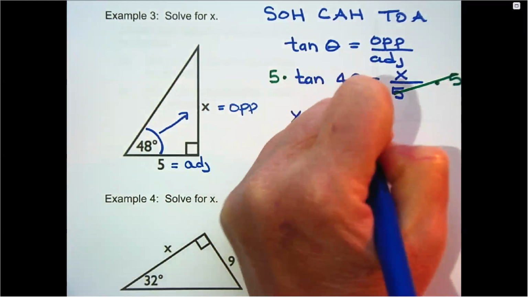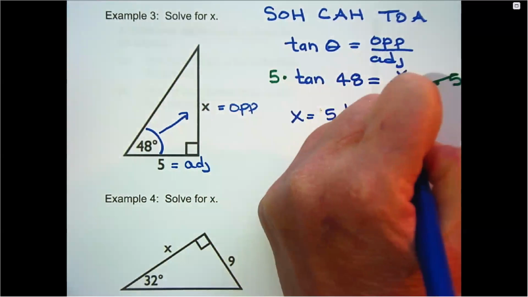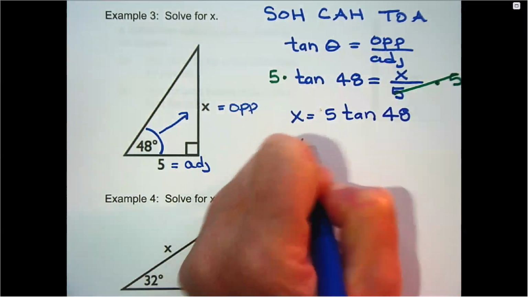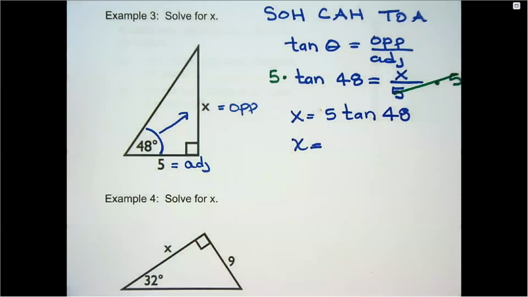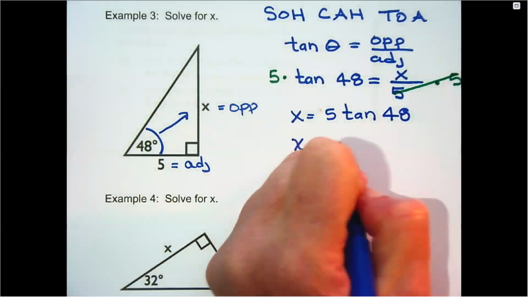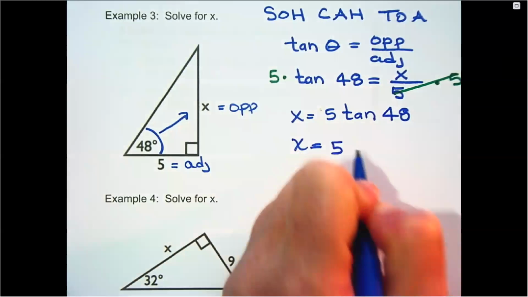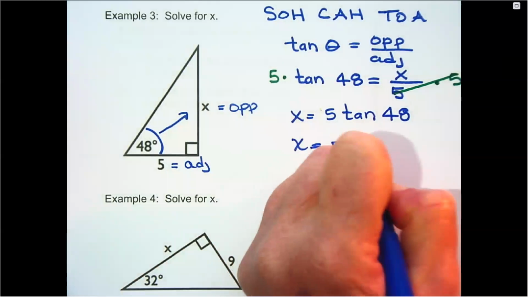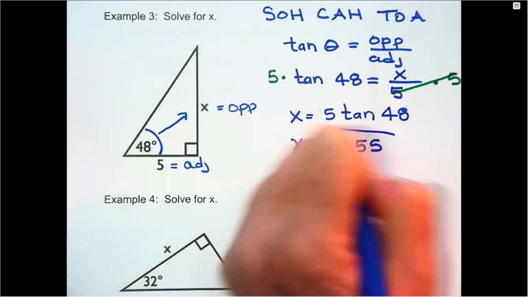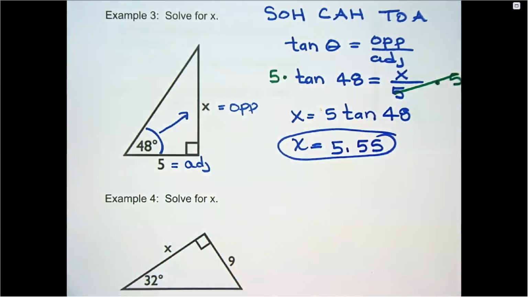5 times the tangent of 48, and that's actually 48 degrees. And I did this ahead of time just to save some video time. 5 times the tangent of 48 is 5.55 if I round to the nearest hundredth.